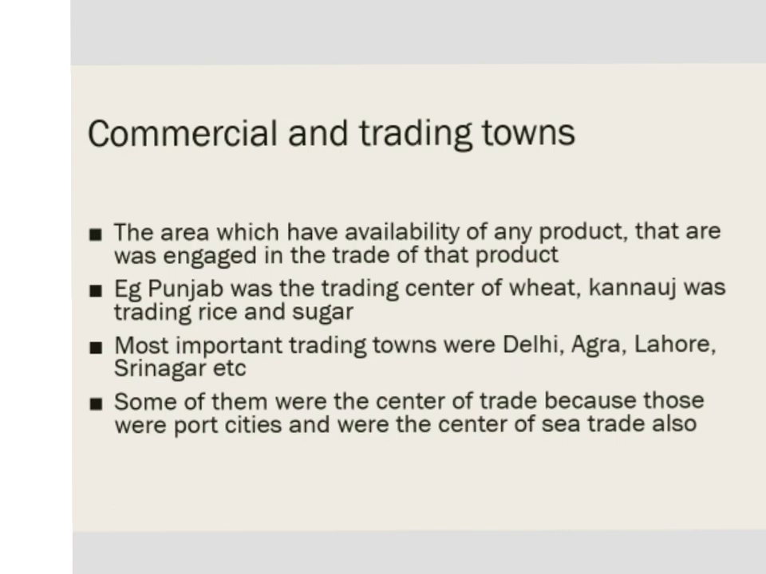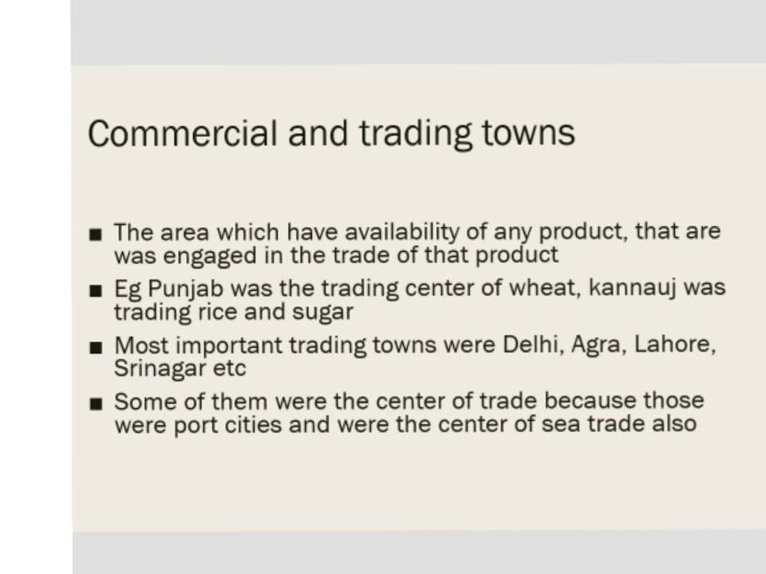And in this way, in the past, some areas have a large production of any particular item or thing. For example, Punjab was the trading center of wheat, Kanauj was trading rice and sugar. That means at that time, when we are talking about Punjab, Punjab was a trading center because it had a large production of wheat, and Kanauj, that is a second area, it became the commercial and trading center because it had also vast production of rice and sugar, and that rice and sugar was of best quality.